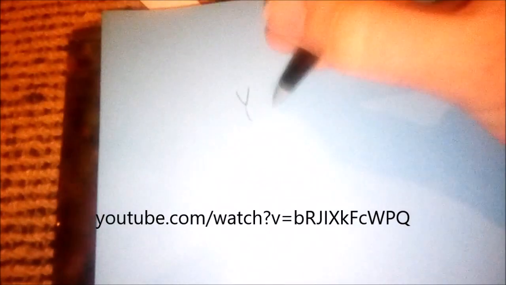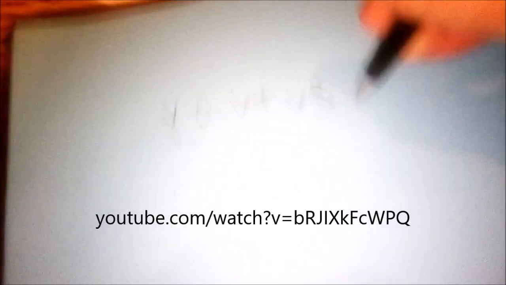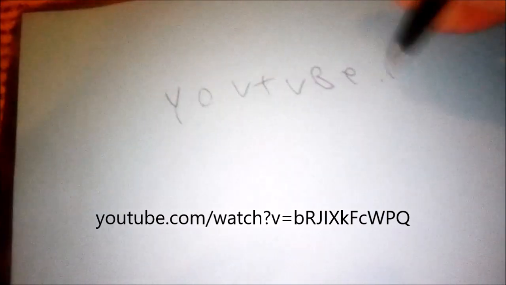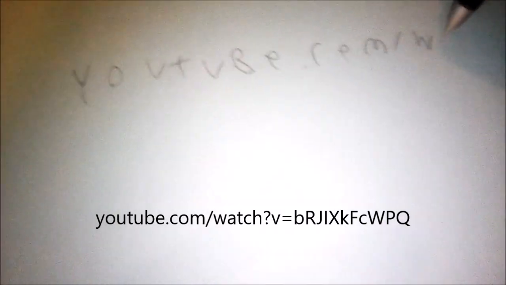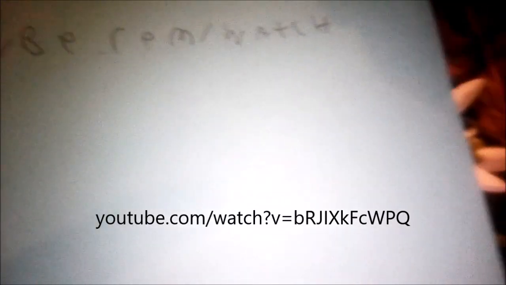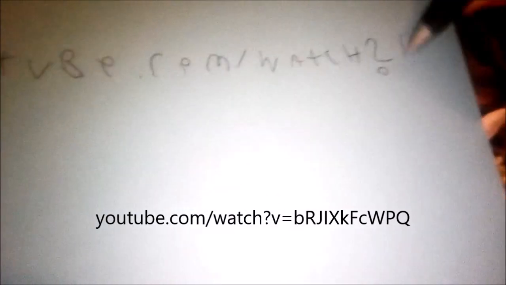So all we have to do, okay, is write YouTube, right, and get ready and write out YouTube.com slash watch question mark V equals. And now, under here, you're just going to write whatever ID you want to get.